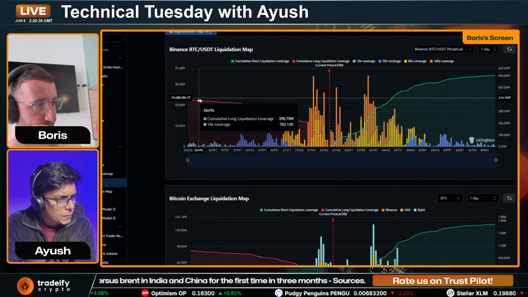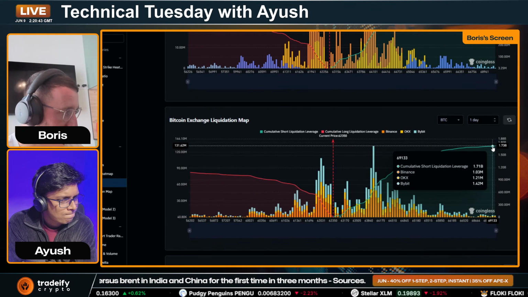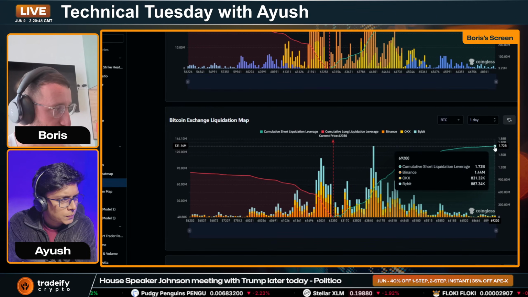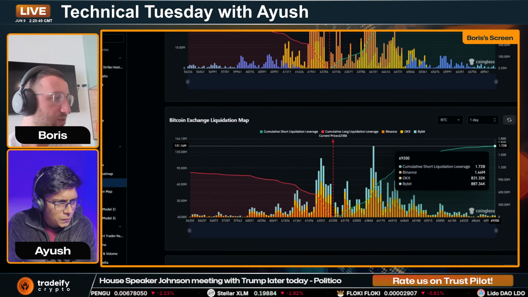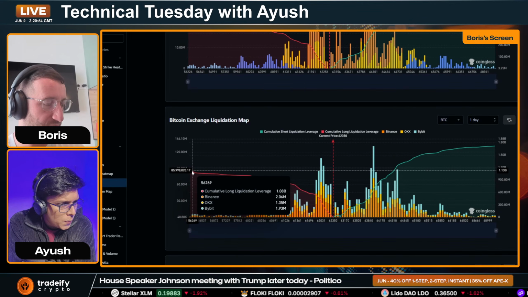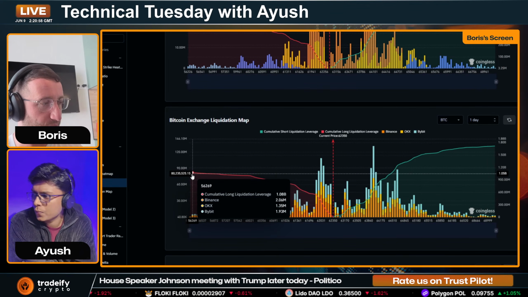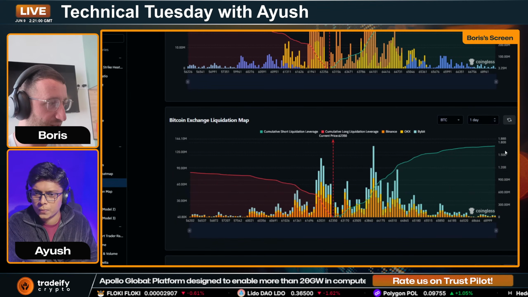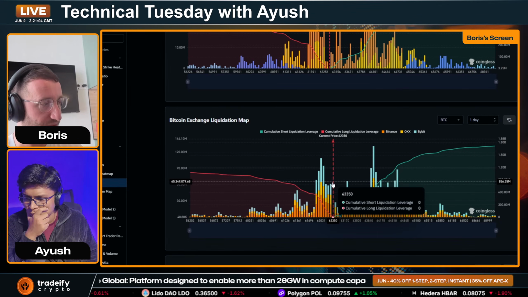Because if you look at this map, you can see if price gets to the 69K level, there will be 1.72 billion in short liquidations. Meanwhile, Bitcoin can go all the way down to 56,000, and there will only be 1 billion. So there's more pressure on the leveraged shorts right now.